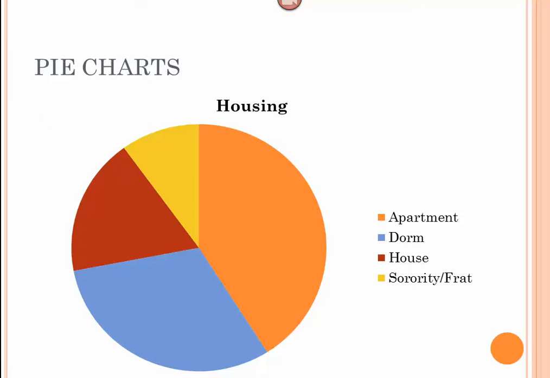You can tell by this first graph that it is showing the housing of college students and what types of places that they live. And already just taking a brief look at the graph for a few seconds, you can tell the majority of students at this college live in apartments. And then the second largest group would be dorms, and then you have houses, and then sororities or fraternities.